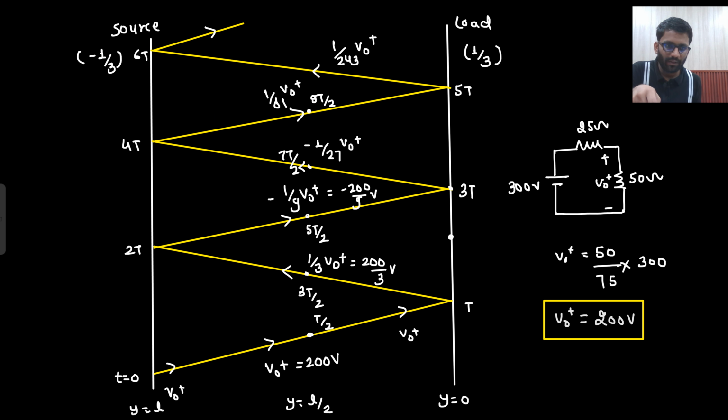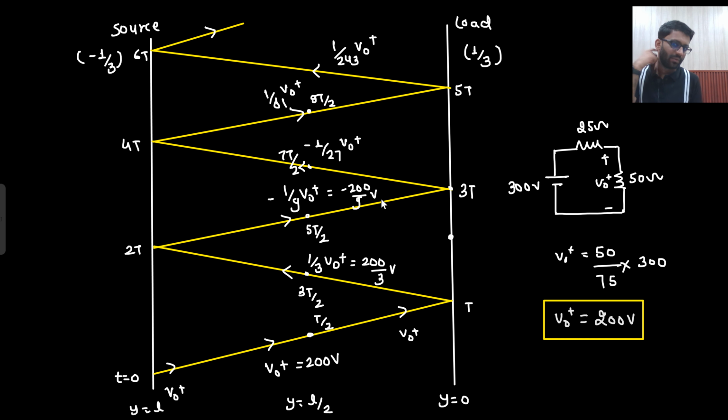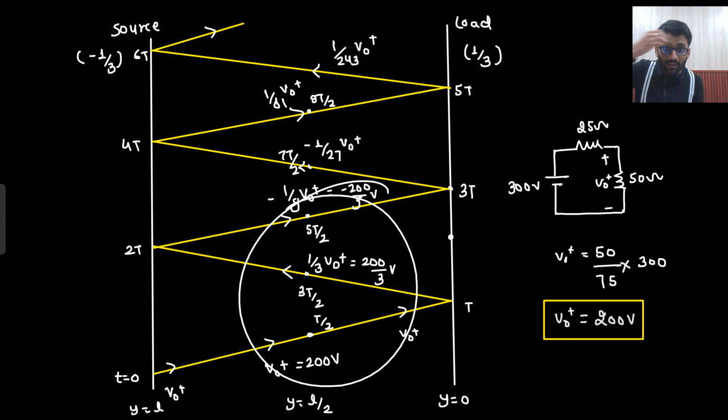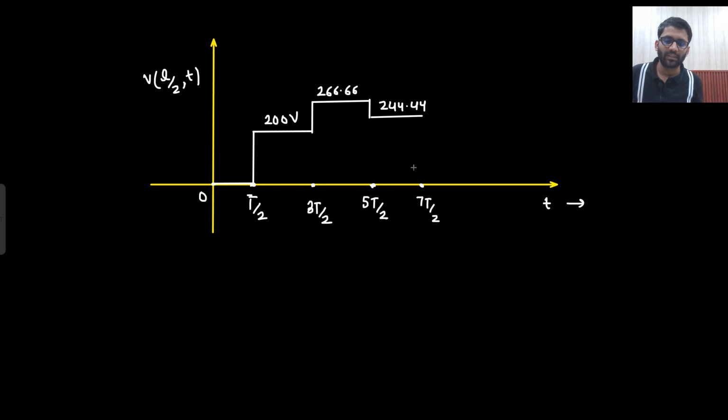So 3t by 2, 5t by 2, we have at 7t by 2. Now we need to analyze at 7t by 2. So all these, 200 plus 200 by 3 minus 200 by 9. So this was 244.44. Now at 7t by 2 this will also be subtracted. So minus 200 by 27. So this will be 237.03.